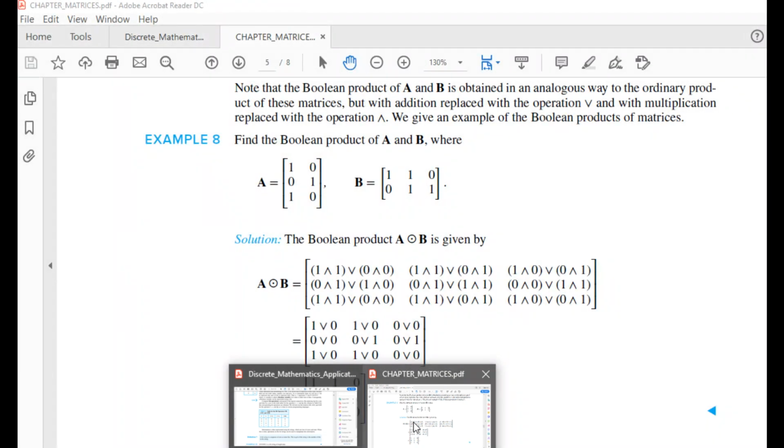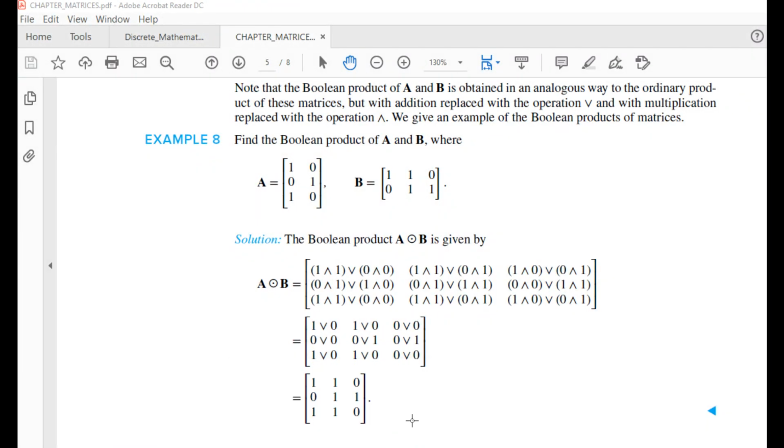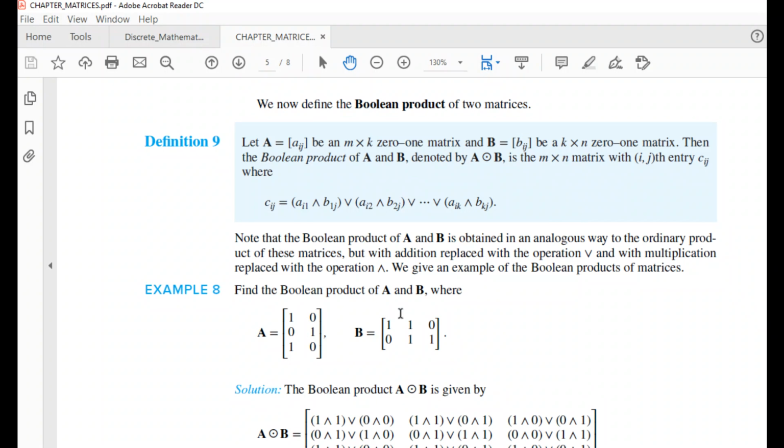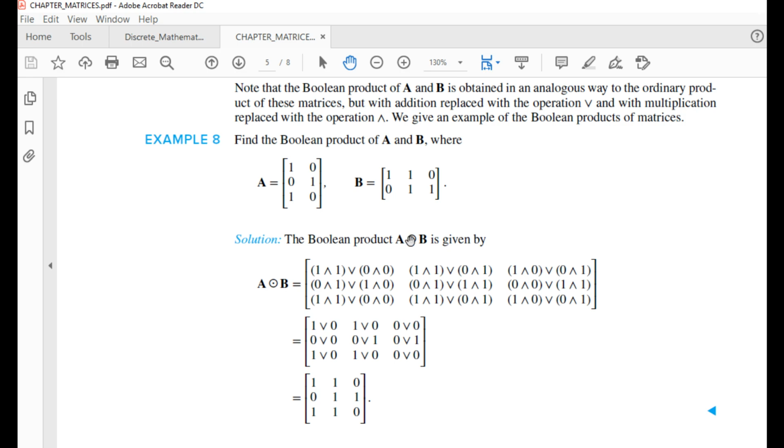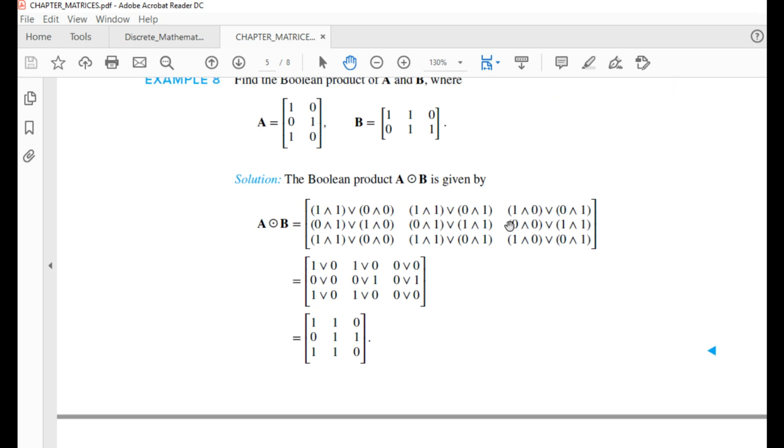Let's try to look into the next one. Okay, so we're done with the Boolean product. By the way, the Boolean product is determined by this particular symbol.